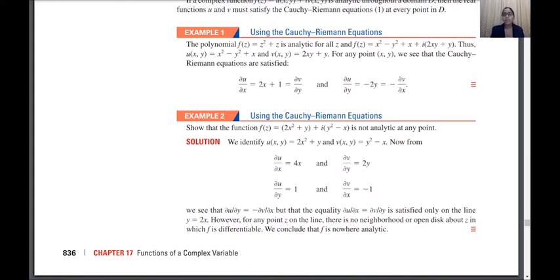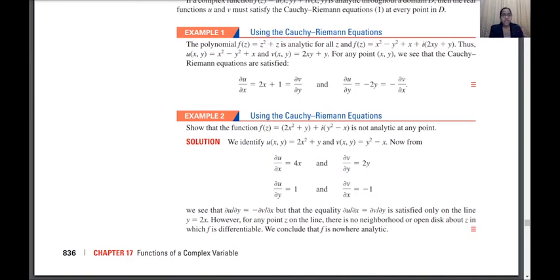u here is 2x square plus y, and v is y square minus x, right? So dou u by dou x will be nothing but 4x, and dou v by dou y will be 2y, right? So they are not equal, so we can stop right there. That is, the Cauchy-Riemann equations are not satisfied, so we can say that the function is not analytic.